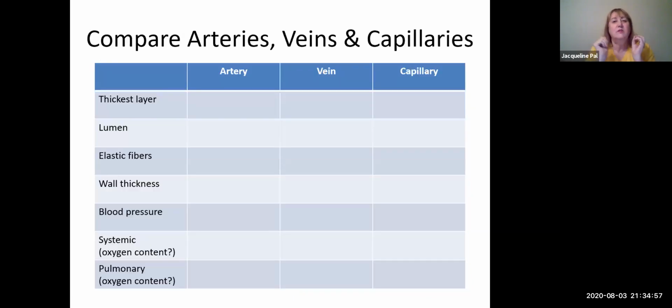Okay. So make yourself a table like this where you're comparing arteries, veins, and capillaries, and also what is the oxygen content in a systemic artery versus a pulmonary artery. I know you don't know those words just yet, but you will very shortly.